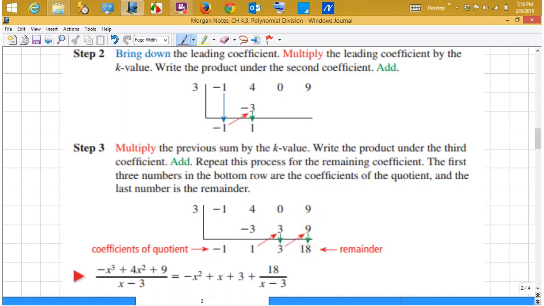How this works is we start at the far right. This will be the remainder. This will be the constant term. This is the x term. This is the x squared term. Now, if I had more terms in my synthetic division, it would be x cubed, x fourth, keep going like that. But of course I don't.